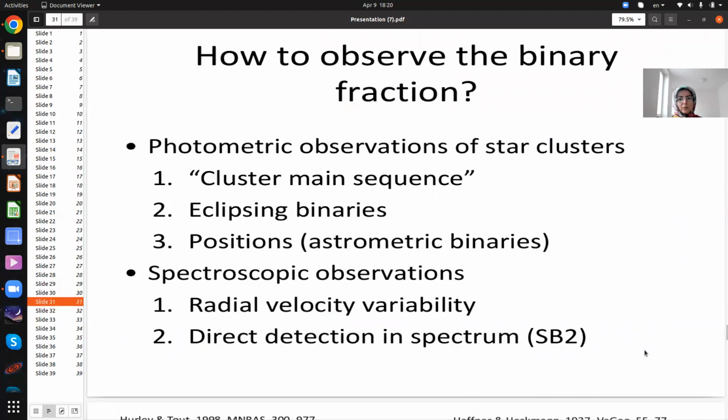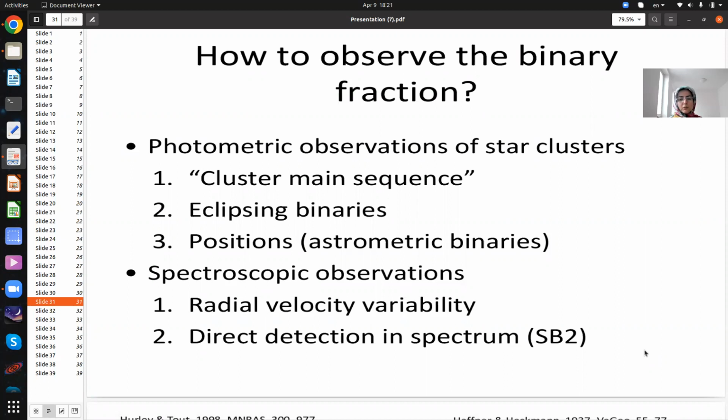How do we observe the binary fraction? We have different kinds of solutions for that. Photometric observations for star clusters, cluster main sequence, eclipsing binaries, and astrometric binaries. And for the cluster main sequence, as I told you, if we see a single star, then we can look 0.753 magnitudes above that to detect a binary star.